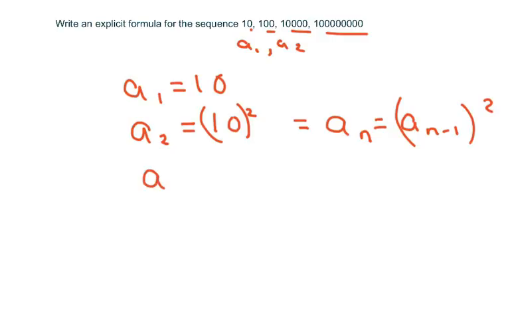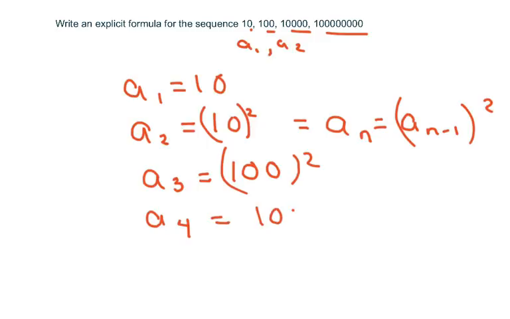So let's try ace of 3. Ace of 3 is my previous term, which would be 100 squared. And ace of 4 would be my previous term, which is 10,000 squared. And when you square it, you're just doubling the zeros there. All right?